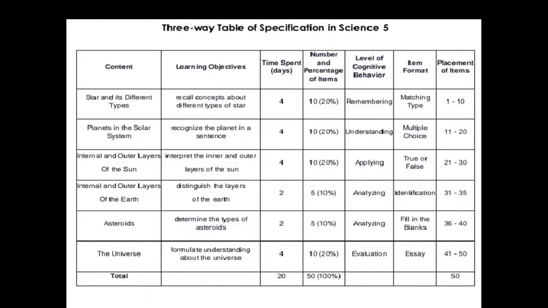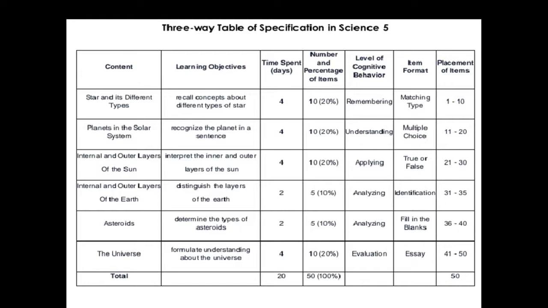The three-way table of specifications or three-way TOS. This is the most popular format of TOS that reflects the features of one-way and two-way TOS. One advantage of this format is it challenges the test writer to classify objectives based on the theory behind assessment. It also shows the variability of thinking skills targeted by the test. For example, take a look at the picture.